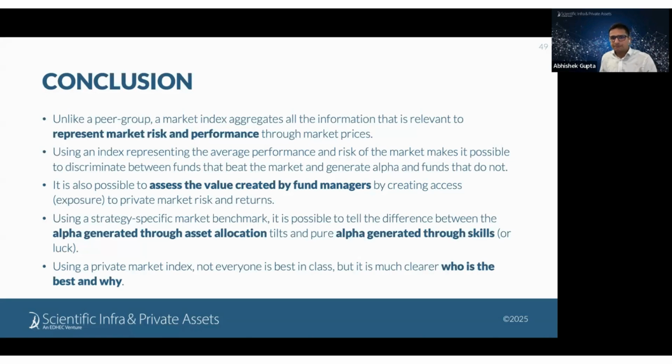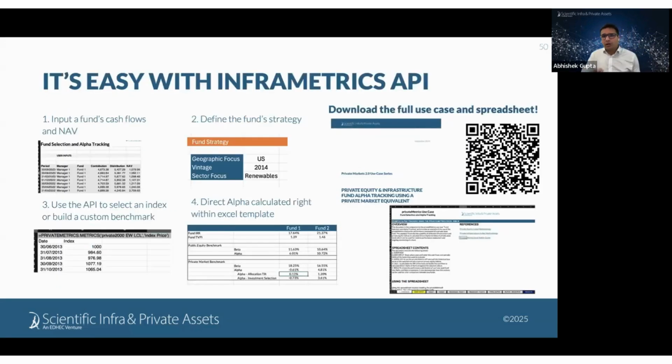And that's about ranking. And finally, before I move on, it's easy to do with the Informatics API. So we have built this use case in the form of an Excel file and a Word document, which describes how you can use the API. But basically, all you need is to input funds, cash flows, and NAV, define the fund strategy, use the Informatics API to select the appropriate benchmark for that fund, and then direct alpha gets calculated within that Excel template. So it's really straightforward to do. And I encourage you to use this QR code to download this template.